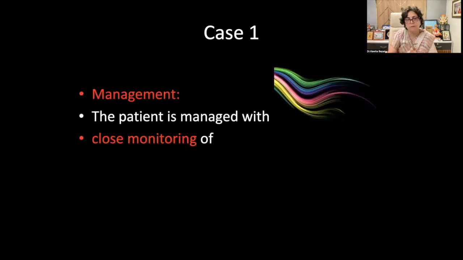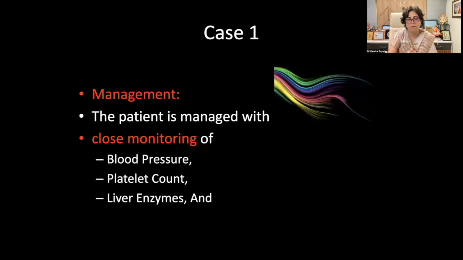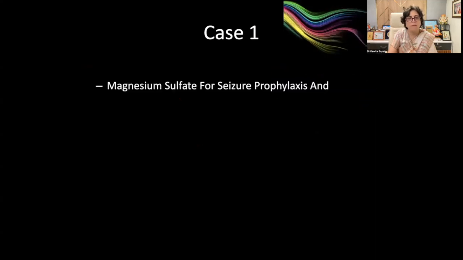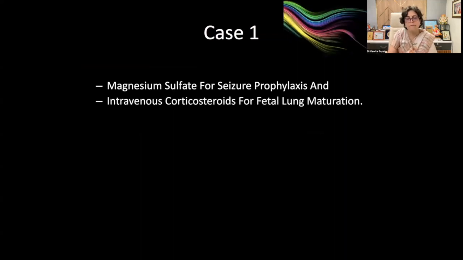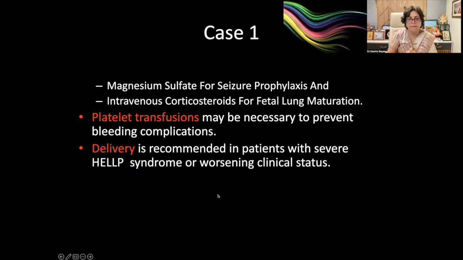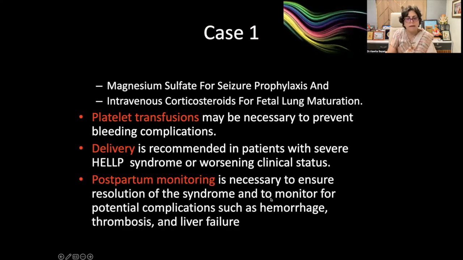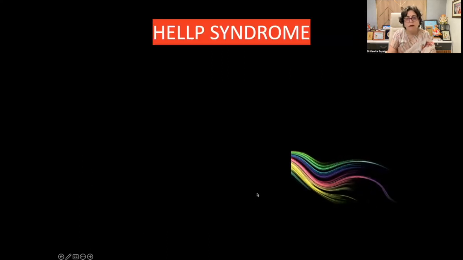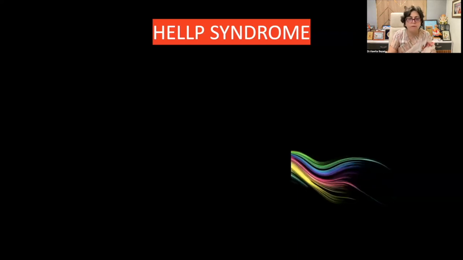Management: the patient is managed with close monitoring of blood pressure, platelet count, liver enzymes, and fetal well-being, as well as magnesium sulfate for seizure prophylaxis and intravenous corticosteroids for fetal lung maturation. Platelet transfusion may be necessary to prevent bleeding complications. Delivery is recommended in patients with severe HELLP syndrome or worsening clinical status, and postpartum monitoring is necessary to ensure resolution of the syndrome and to monitor for potential complications such as hemorrhage, thrombosis, and liver failure.